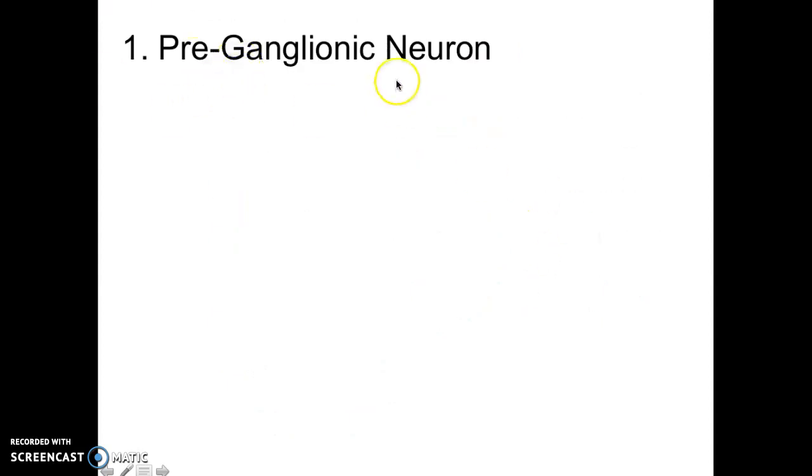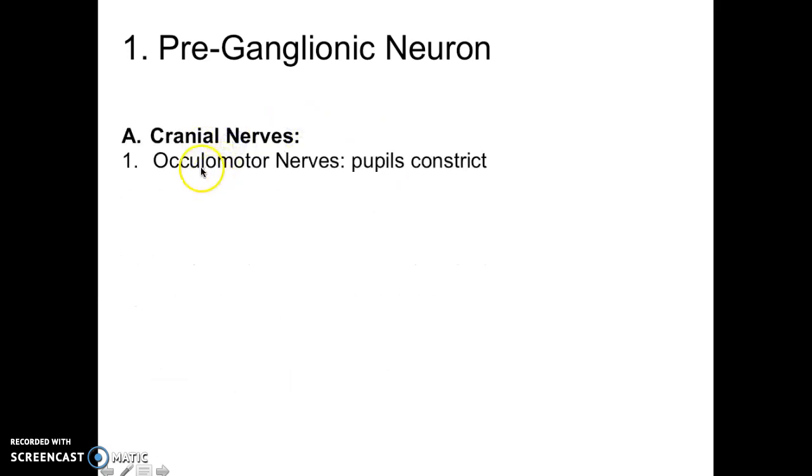Okay, so your preganglionic neuron, remember, your preganglionic neuron comes from the central nervous system. So where in the brain and spinal cord is it coming from? We have some cranial nerves. The first one is your oculomotor nerve. Oculomotor means in the eye, so that's going to cause your pupils to constrict. You have some facial nerves that would activate your nasal glands, right? So you're smelling because you're thinking about food, like you're thinking about eating.